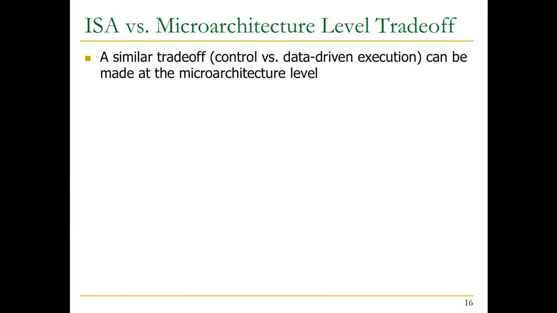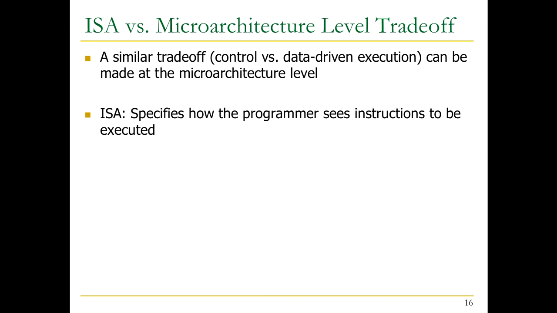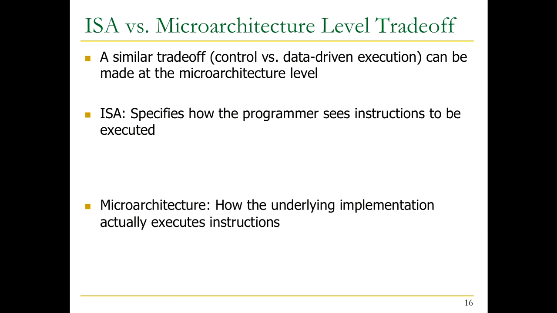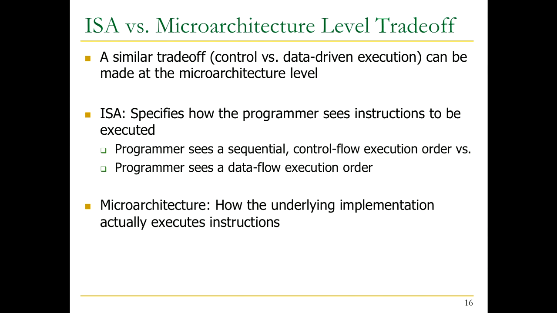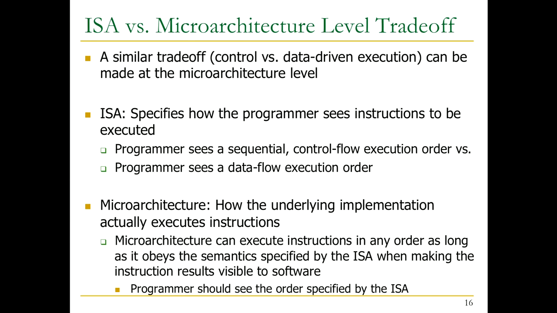A similar trade-off, control versus data-driven execution, can be made at the microarchitecture level as well. Right? Basically, ISA specifies how the programmer sees instructions to be executed. Microarchitecture is how the underlying implementation actually executes the instructions. You can say programmer sees a sequential control flow execution order, or programmer sees a data flow execution order. And independently, microarchitecture can execute instructions in any order, as long as it obeys what you promised the programmer. Right? As long as it gives you the correct result, and it obeys this contract, right? When making the results of an instruction visible to the software.